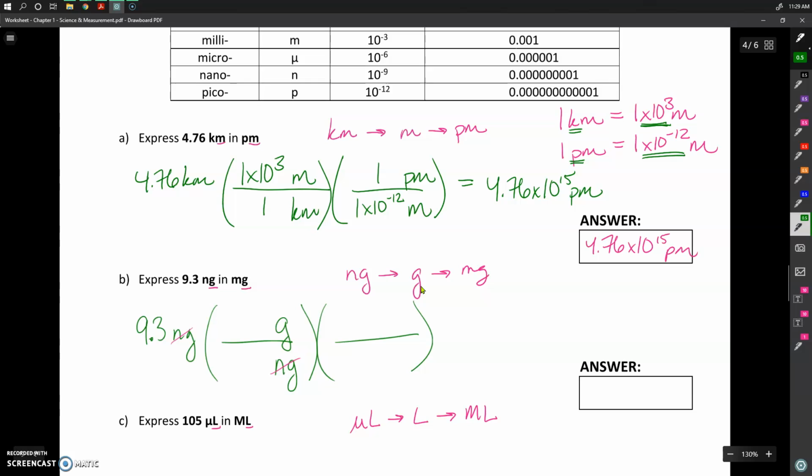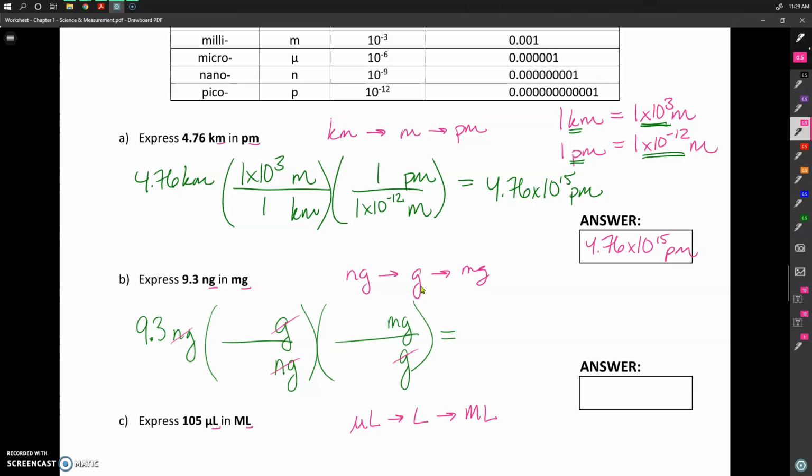Now, after this first step, if I cancel out nanograms and I'm left with grams, then going from grams to milligrams, I now want to cancel out the grams. So in the next conversion factor, I need grams on the bottom, and I want to end up with milligrams, so I want milligrams on the top. And so we note here how grams are going to cancel out, and we're going to be left with milligrams at the end, which is the desired unit we're looking for.